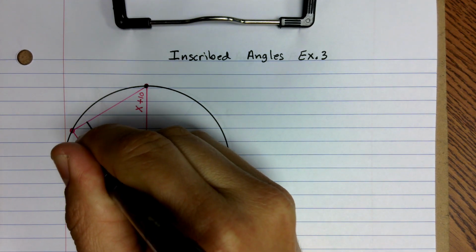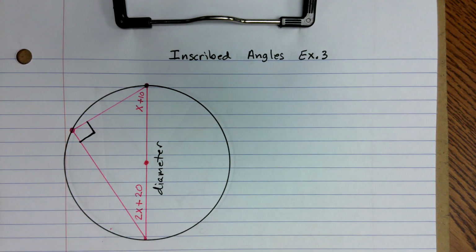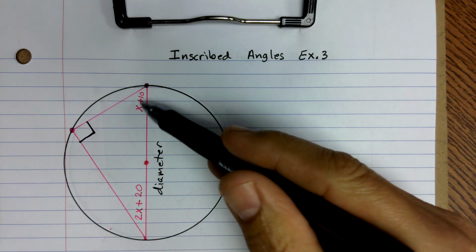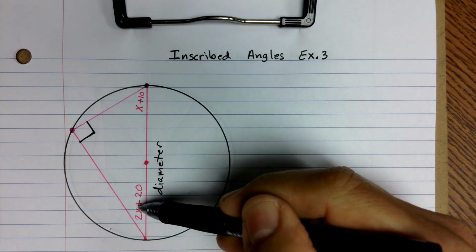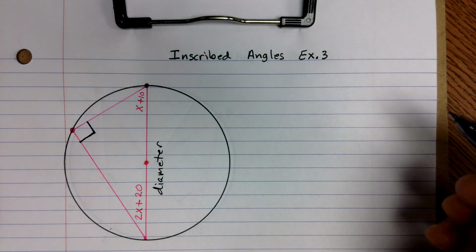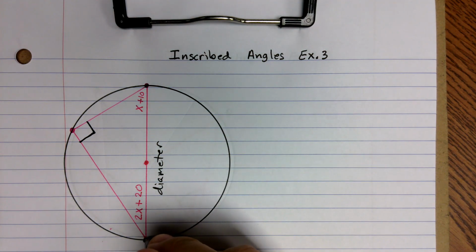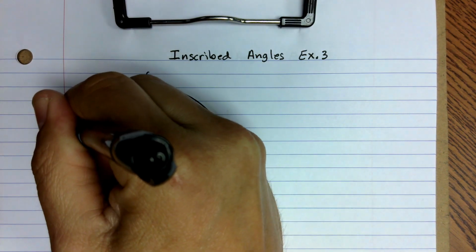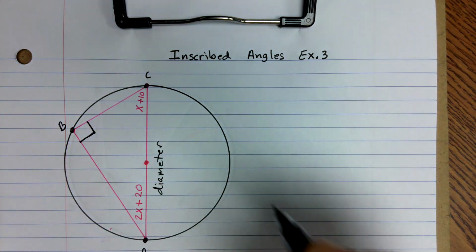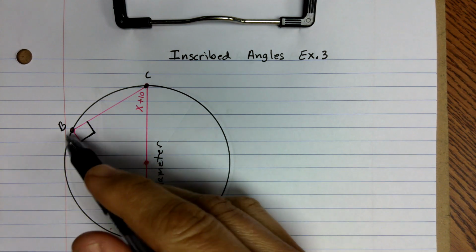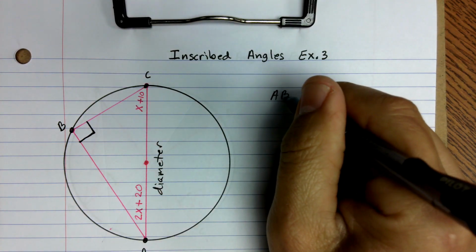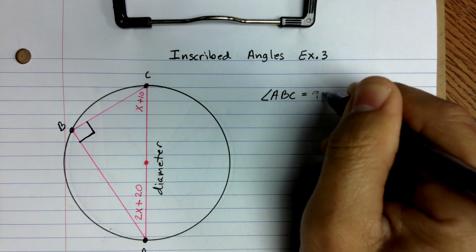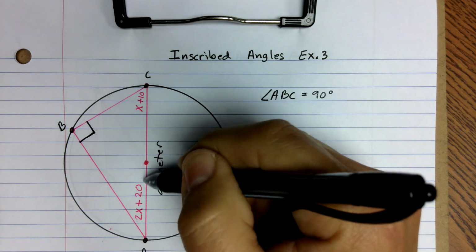Therefore, this angle over here is 90 degrees. And that's important because knowing this is 90 degrees means that you can add these two angles together plus the 90-degree angle, and they should equal 180 degrees. So let's label this real quick. We can call this A, and we'll call this one C, we'll call this B. And so what I can say is that angle ABC is equal to 90 degrees because this side of the triangle is a diameter.